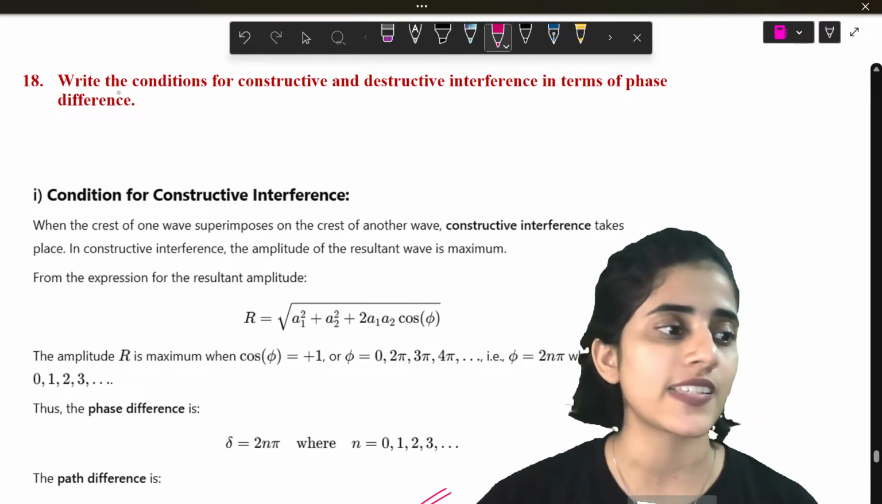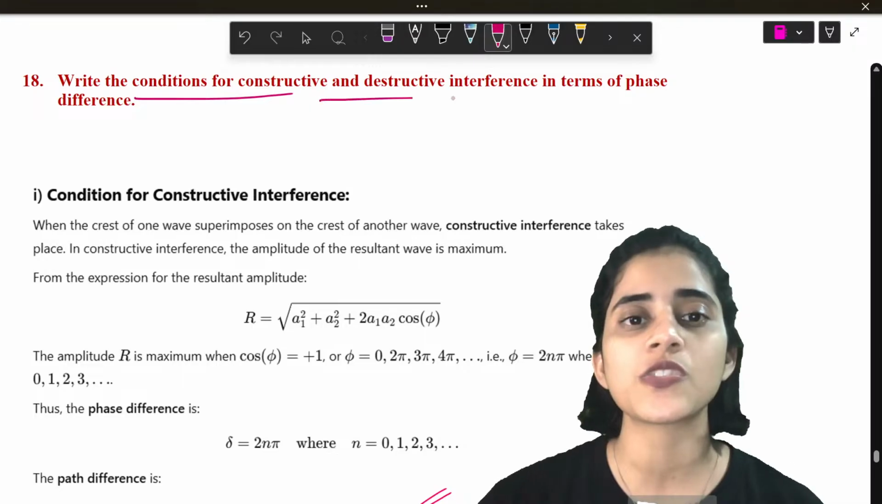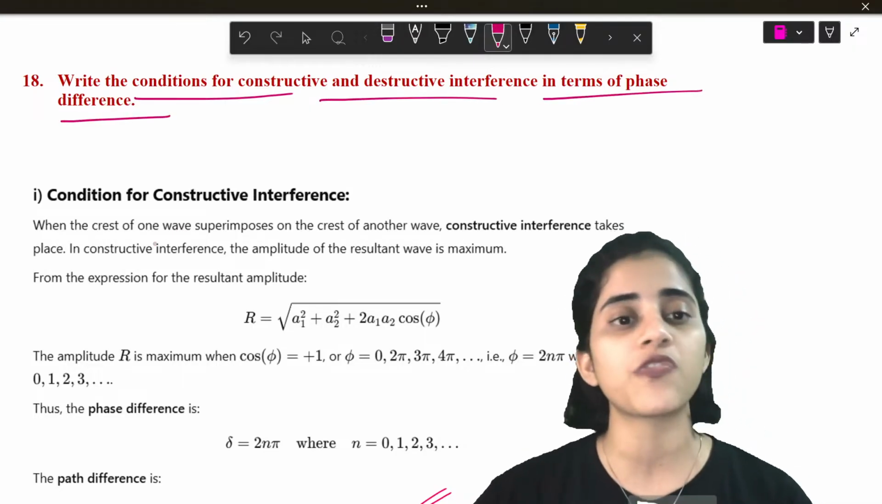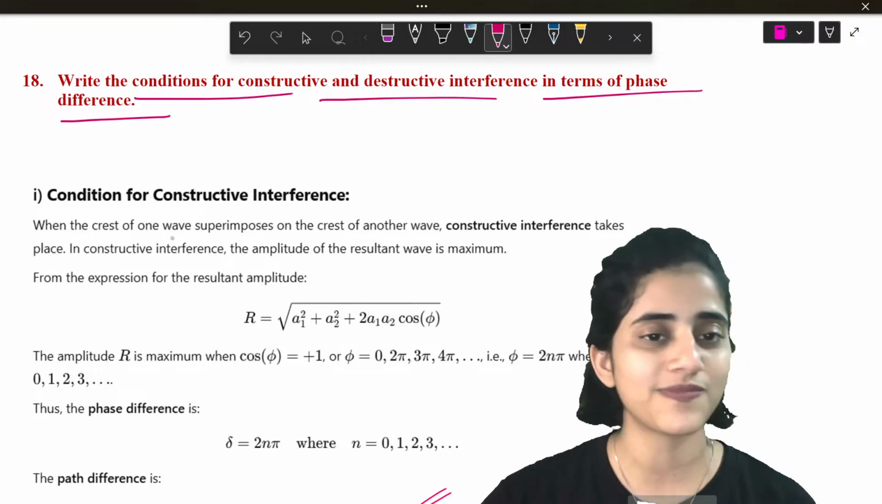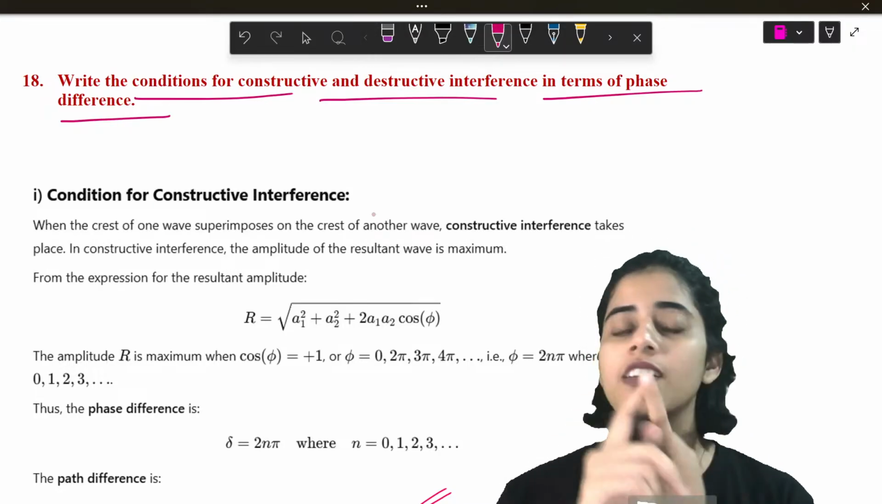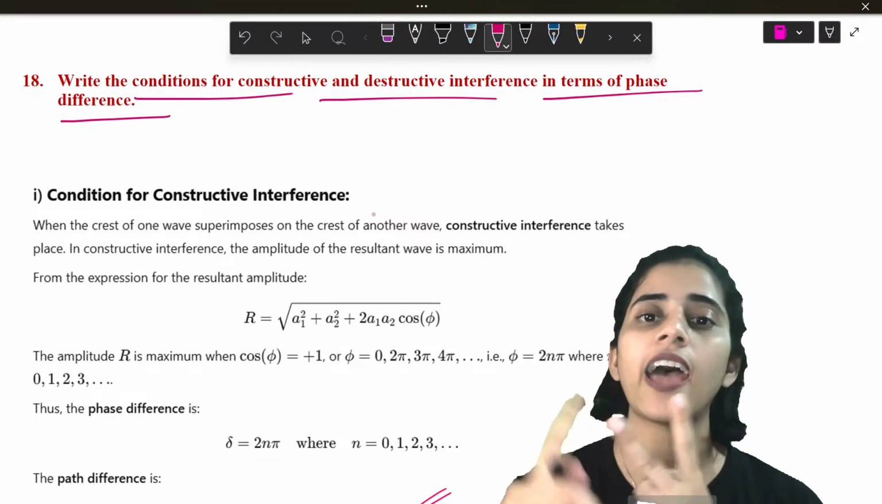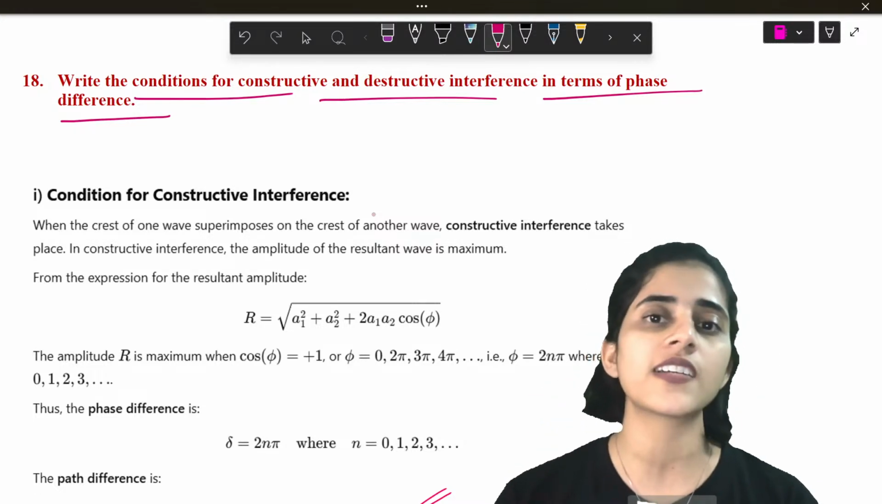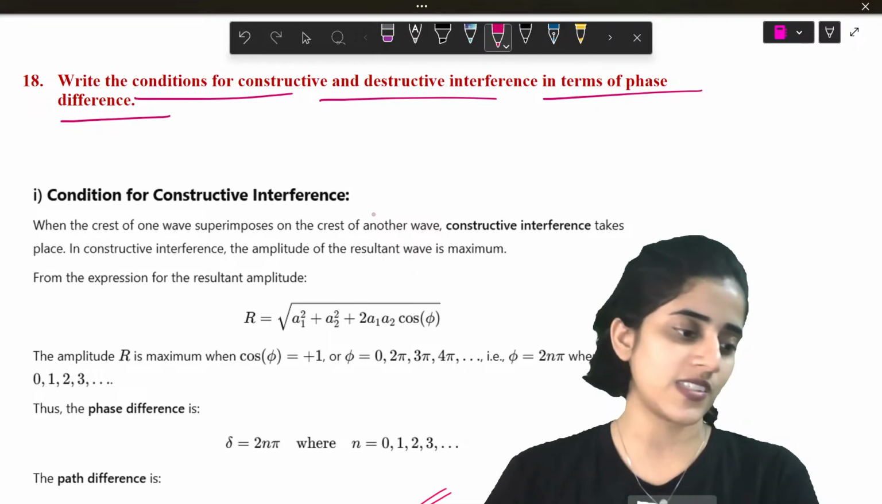Next. Write the conditions for constructive and destructive interference in terms of phase difference. So you have to find out the condition for constructive interference and the condition for destructive interference, and that has to be written in terms of phase difference.